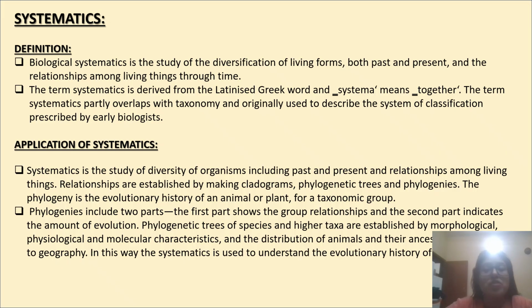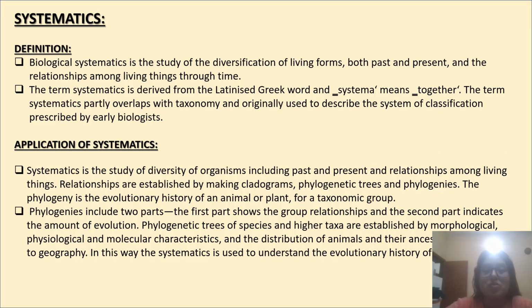Next, application of systematics. Systematics is the study of the diversity of organisms, including past and present relationships among living things. Relationships are established by making cladograms, phylogenetic trees, and phylogenies. Phylogeny is the evolutionary history of an animal or plant, or of a taxonomic group. Phylogenies include two parts. The first part shows the group relationship and the second part indicates the amount of evolution.